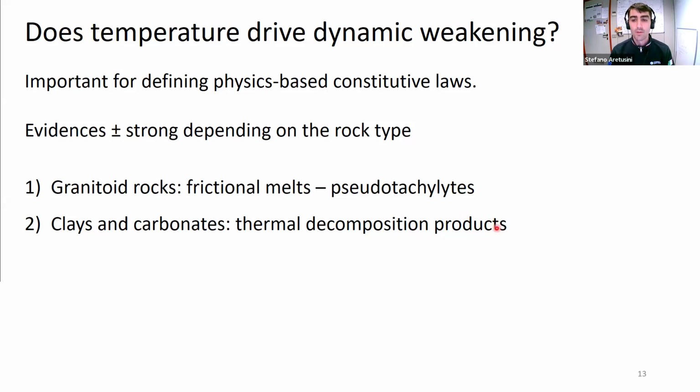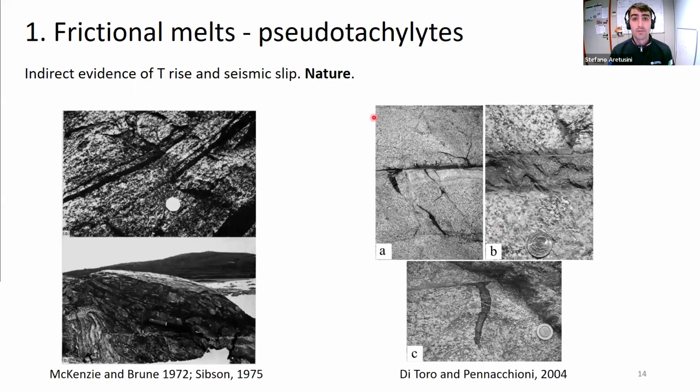in driving dynamic weakening. But if we start from pseudotachylites, ever since the 1970s, first with the theoretical work and then with actual field work, it was shown that these rocks really occur in nature and they can be associated to seismic slip. And this is an example of a more recent work of very well-formed pseudotachylite rocks.